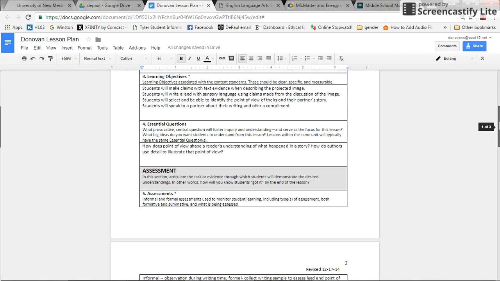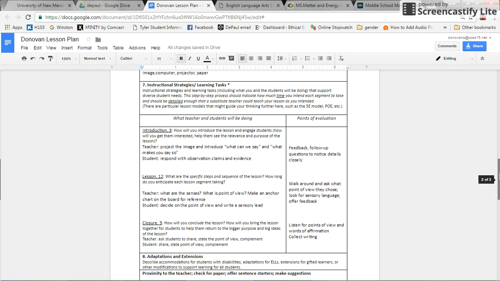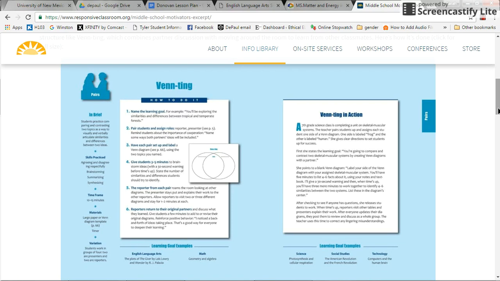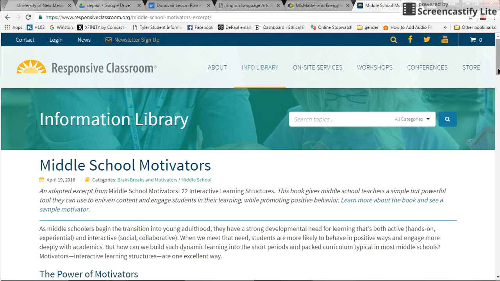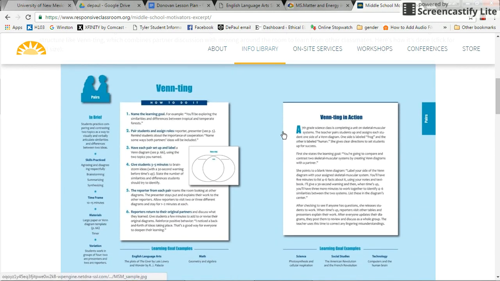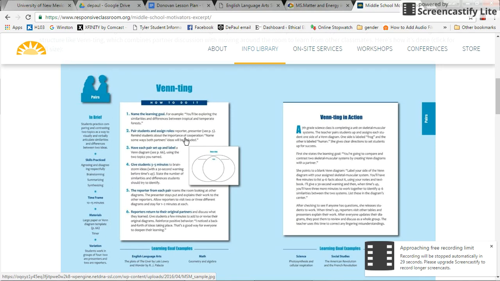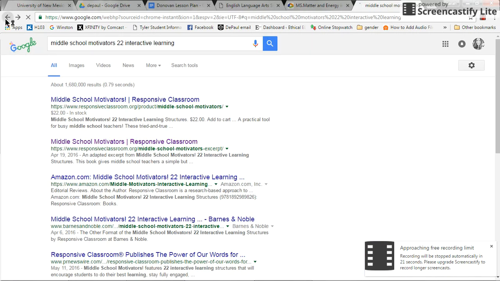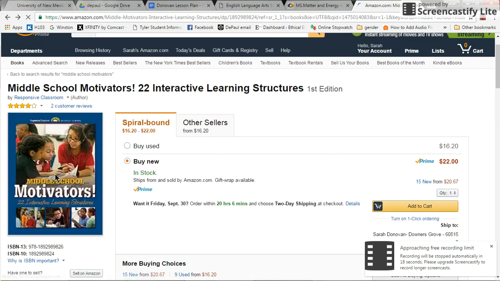The very last thing I want to talk about is, during your lesson plan, specifically this section where you're having students do some activity, I like you to be sure that you look at your middle school strategy book, middle school motivators book. The inside of that book has lots of different strategies that you can use to help students learn. So in this book, there's a Venn diagram that you should check out. I want to just remind you that you have your middle school book, 22 Interactive Strategies, that you have sources in here to help you with your lesson plan.